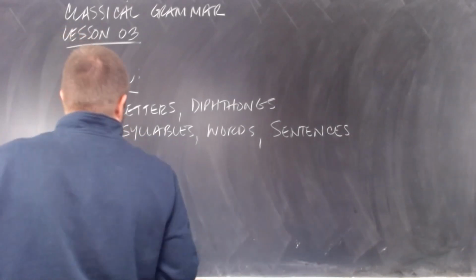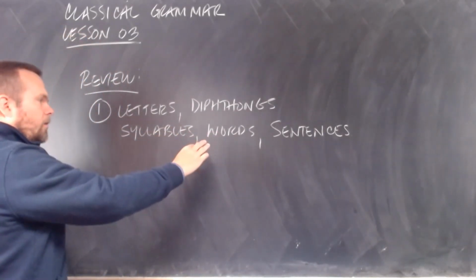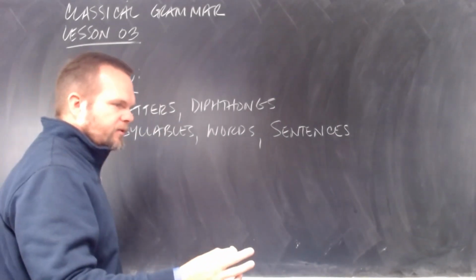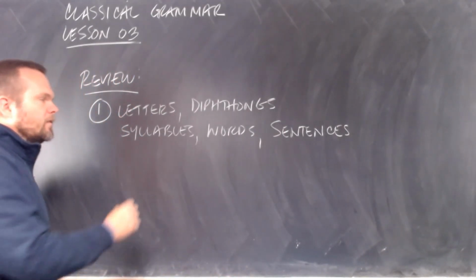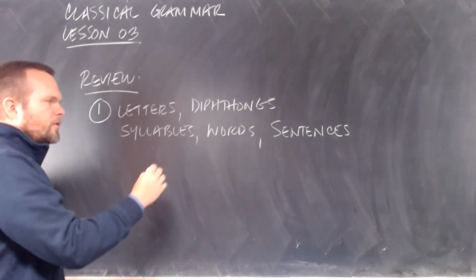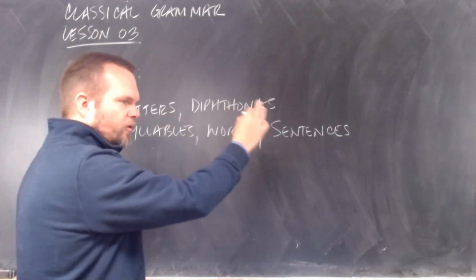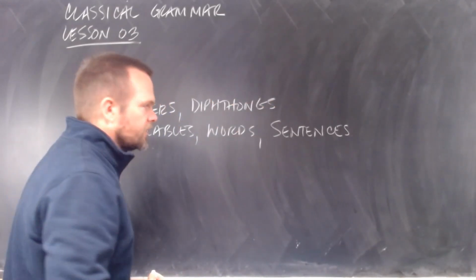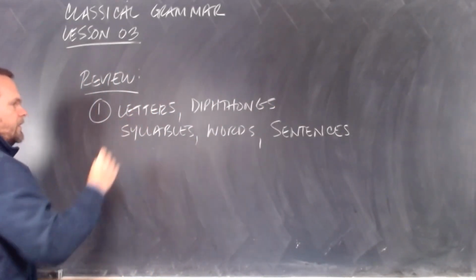So the first lesson, we looked and saw how we start with simple elements of speech, simple letters, and we join them together to form syllables. We then join syllables to form words. We join words to form sentences. We join and join and join. That's what our mind does. That was lesson 1.